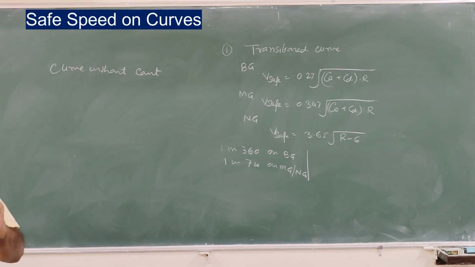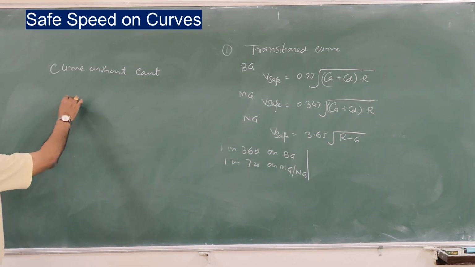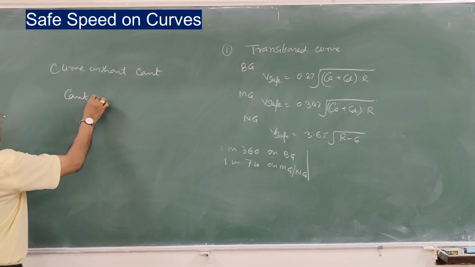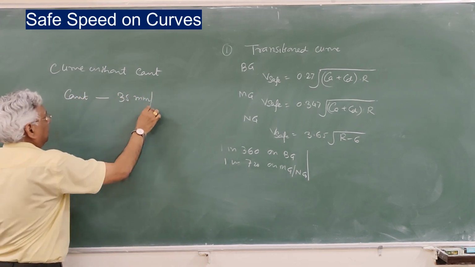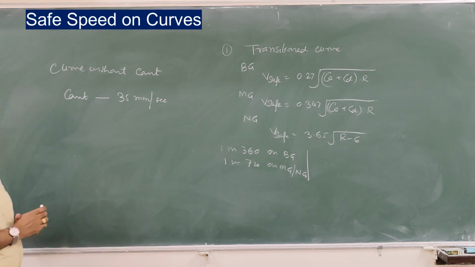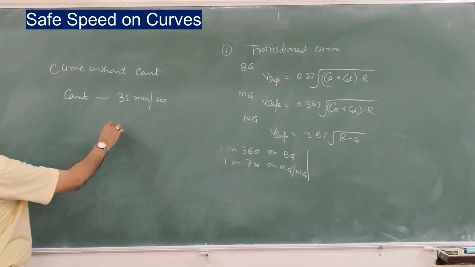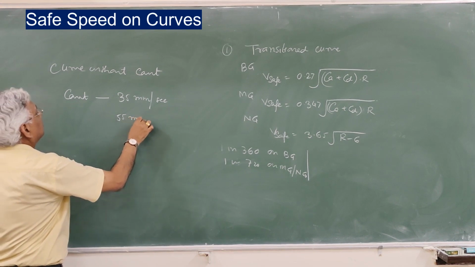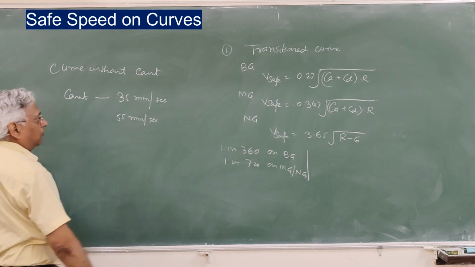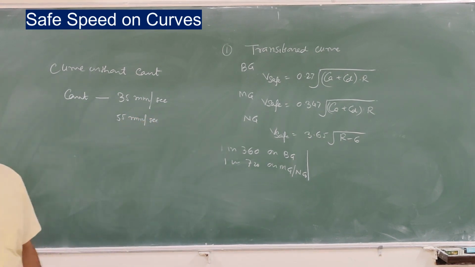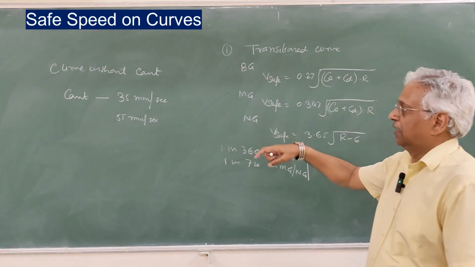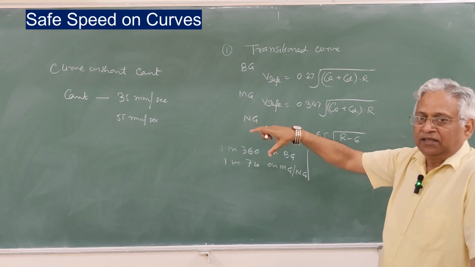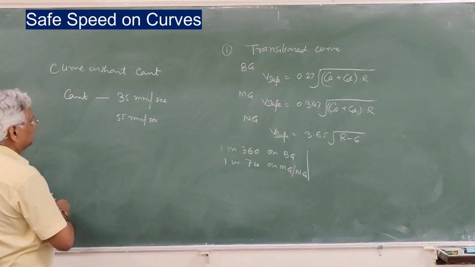So the criterion in that case is the same, that the cant gradient should be limited to 35 millimeter per second in case of broad gauge line and 55 millimeter per second in case of meter gauge line. It is only the cant deficiency which is basically coming into picture, not actual cant, because there is no cant provided.